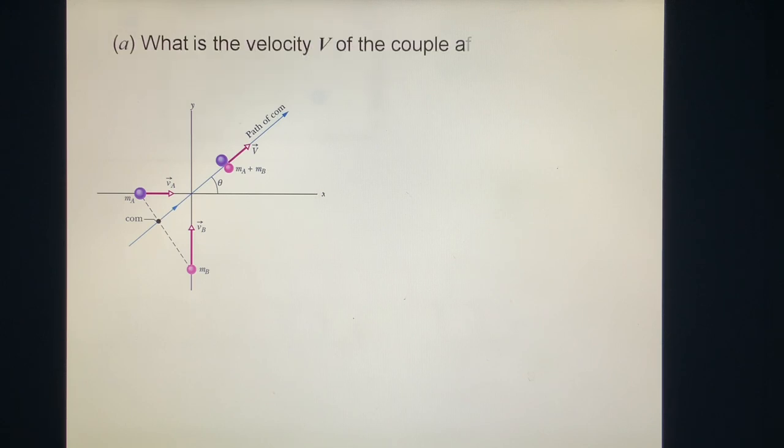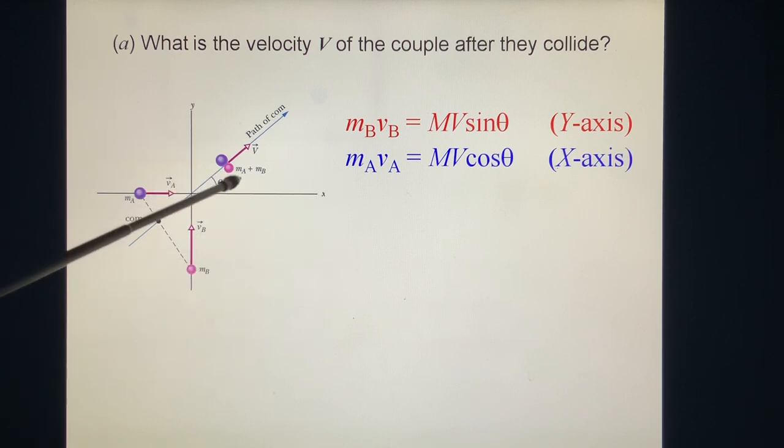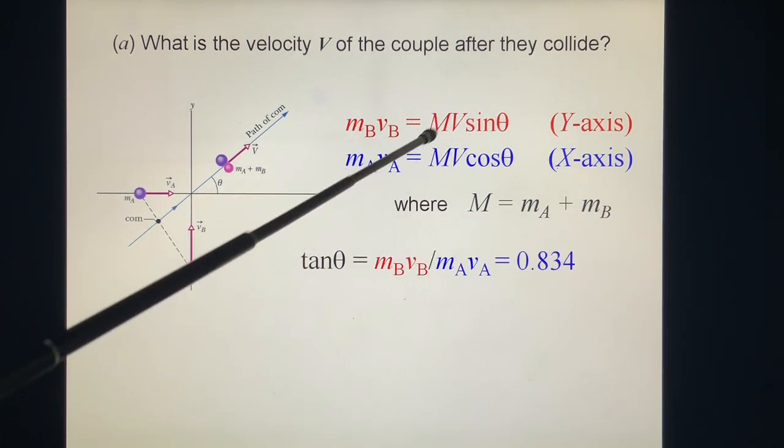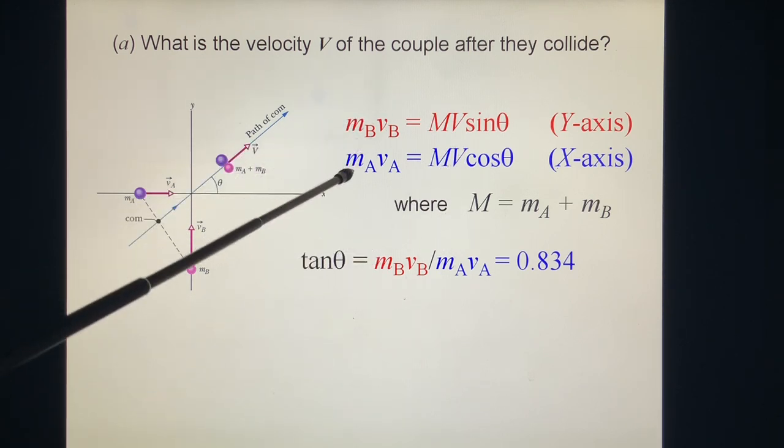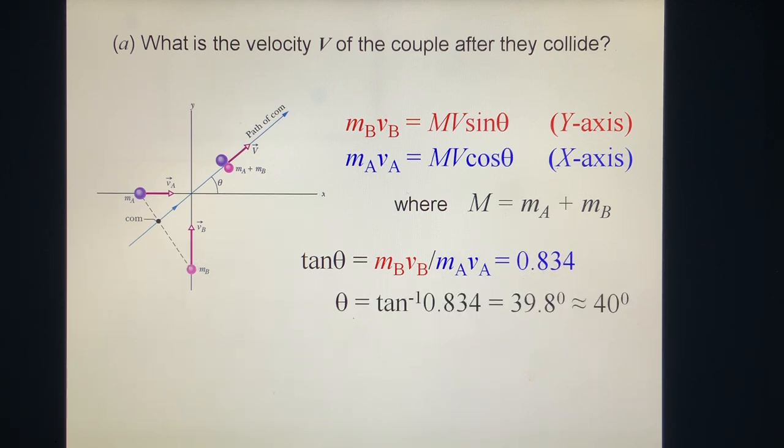Question A: what is the velocity V of the couple after they collide? That's very simple. In the y direction, before the collision the momentum is MB VB, and after the collision it is M V sine theta. In the x direction, before the collision it is MA VA, and after it is M V cosine theta. We find theta first by dividing these two. We get tan theta equal to MB VB over MA VA, so we get 0.834, and theta is about 40 degrees.